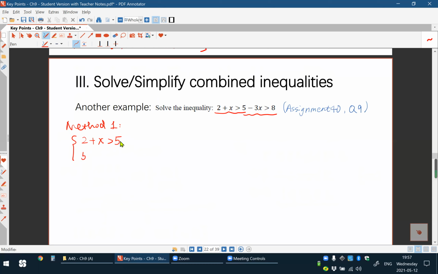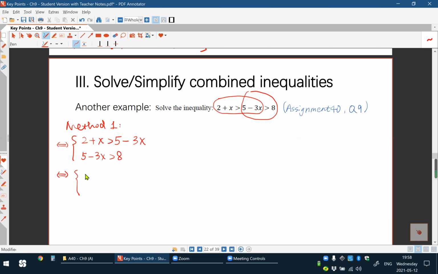Which means, sorry, I haven't finished this. 2 plus x is greater than 5 minus 3x, right? This is the first part. Next part should be this one, right? 5 minus 3x is greater than 8, right? The original inequalities is equivalent to the system of linear inequalities, which is equivalent to, now let's solve each of the inequalities separately.